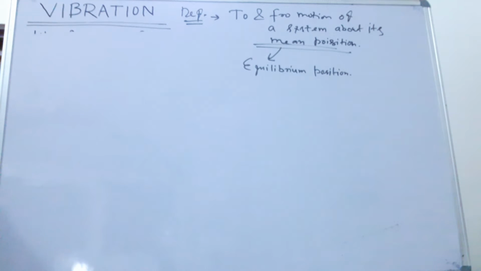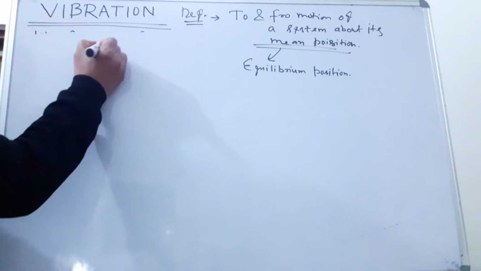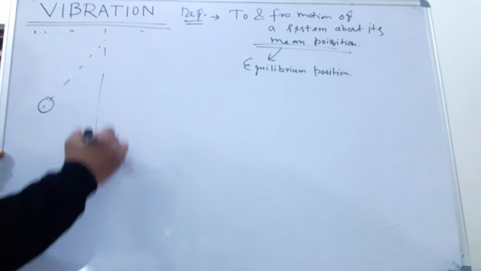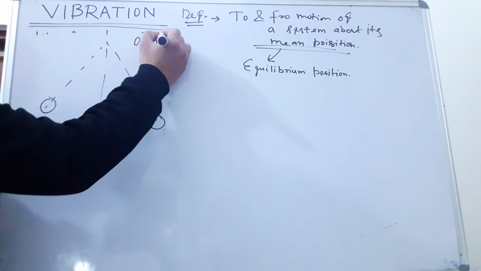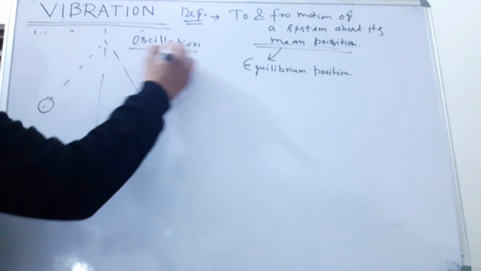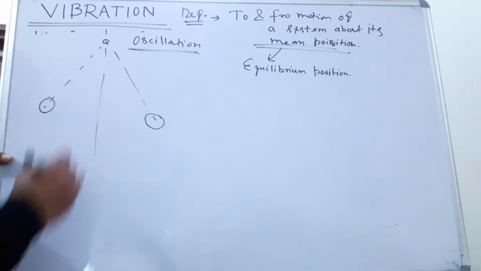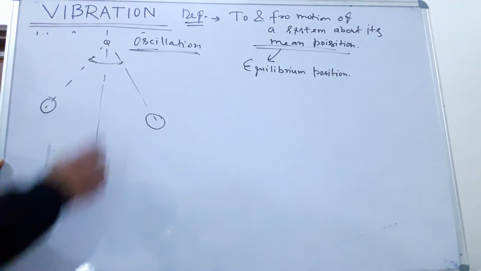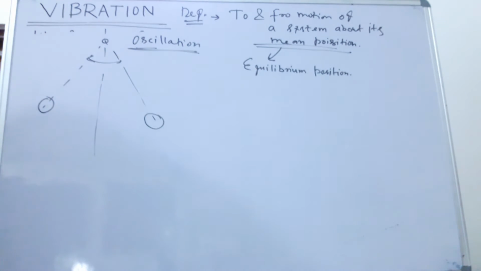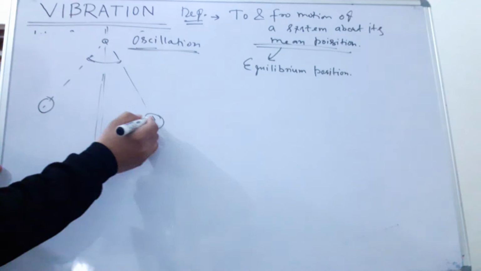Okay. So in any system, how does the to and fro motion occur? At the school level, we have already studied the motion of a pendulum. There is another term, that is oscillation. Invariably we use this word oscillation: a pendulum oscillates, not a pendulum vibrates. Obviously, a pendulum oscillates about its mean position. We have already read it.